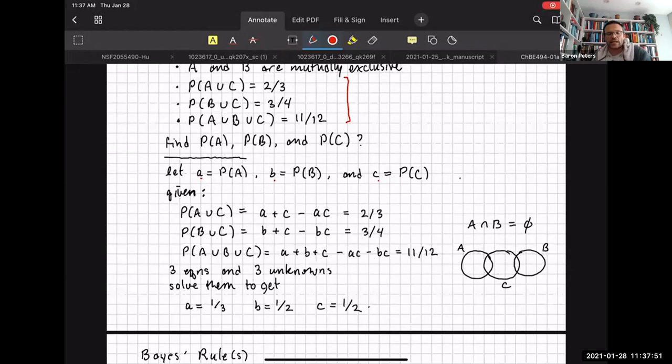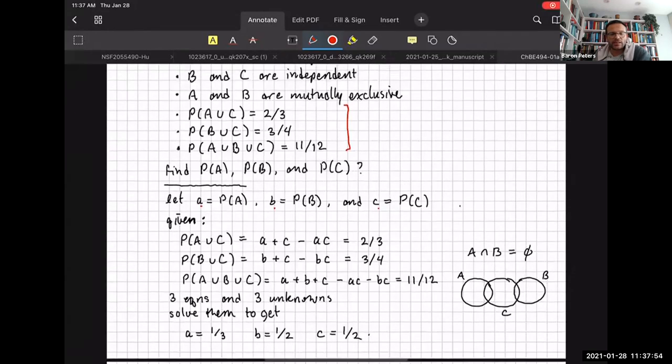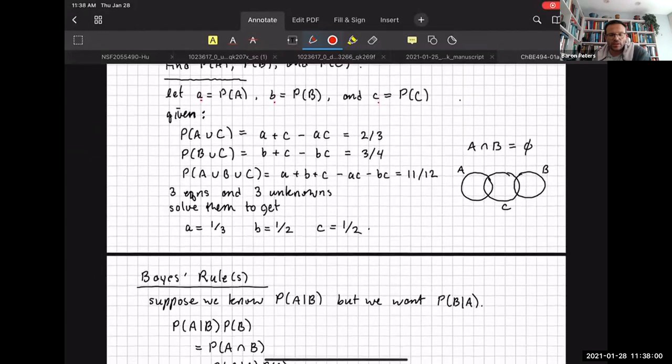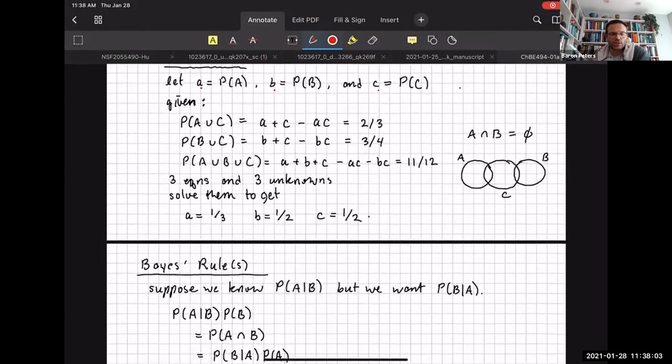So now I can translate these statements about the probabilities of these events using our axioms and definitions of independence and conditionals. I can use them to write down the three equations in terms of the three unknowns. So the probability of event A union C, I can look at my diagram and say, that's going to be the probability of A plus the probability of C minus the overlap region in between them. And that has to come out to be 2/3. Now I have an equation that relates A to C. I can do the same thing with the probability of B union C. That has to be B plus C minus the overlap.